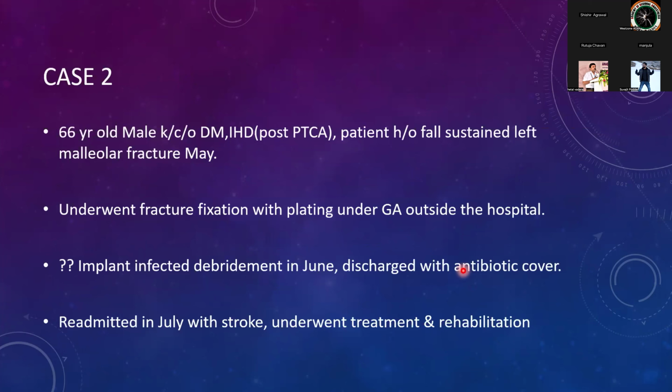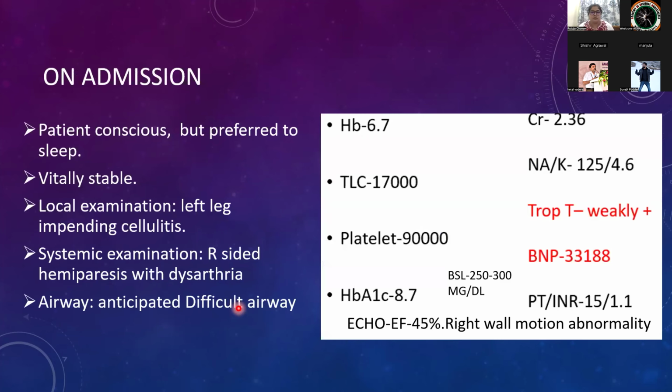So my case two would be a 66-year-old male, a known case of diabetes with ischemic heart disease. He had sustained a fall and had a left malleolar fracture. He underwent fracture fixation with plating in an outside hospital, but later, probably due to implant infection, he was posted one month later for multiple debridements and discharged with antibiotic cover. Again, one month later, he was readmitted with stroke and was undergoing treatment and rehabilitation.